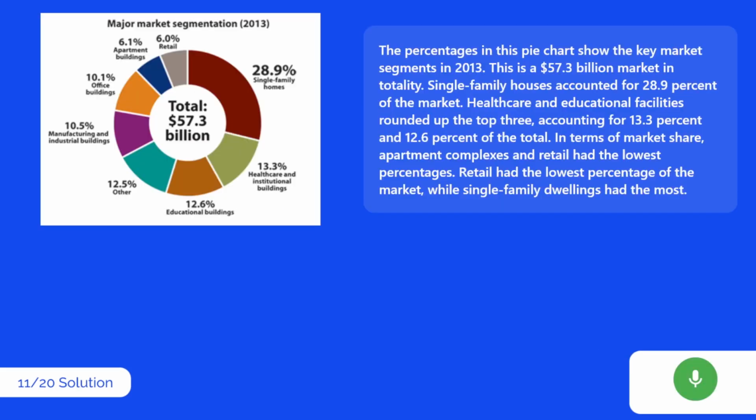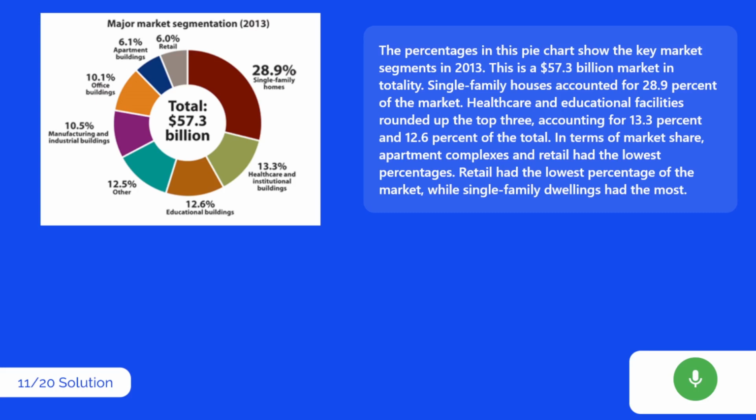The percentages in this pie chart show the key market segments in 2013. This is a $57.3 billion market in totality. Single-family houses accounted for 28.9% of the market. Healthcare and educational facilities rounded up the top three, accounting for 13.3% and 12.6% of the total.